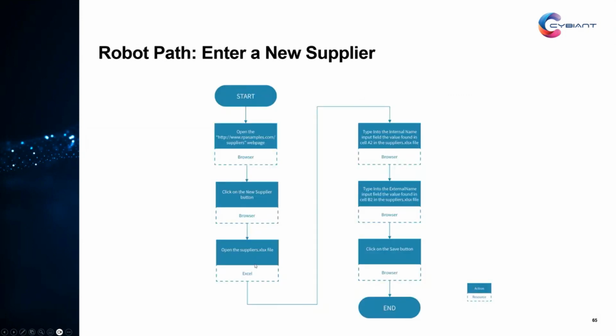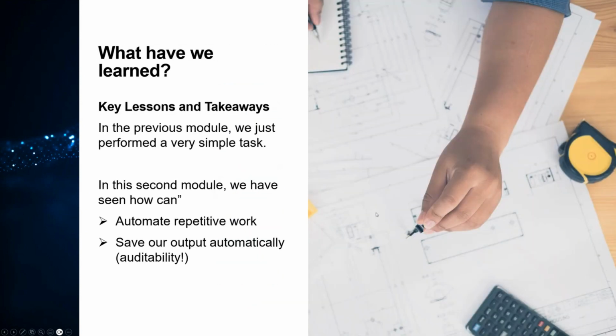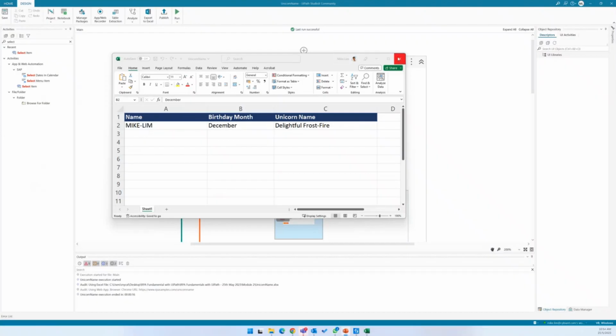So this is the robot path. What we need to do is start with opening up the supplier page, click on the new supplier button, and then open up the Excel file. Get the value in cell A2 into the browser, and so on and so on. After that, once done with everything, then we save. Okay, so let's put it into action.